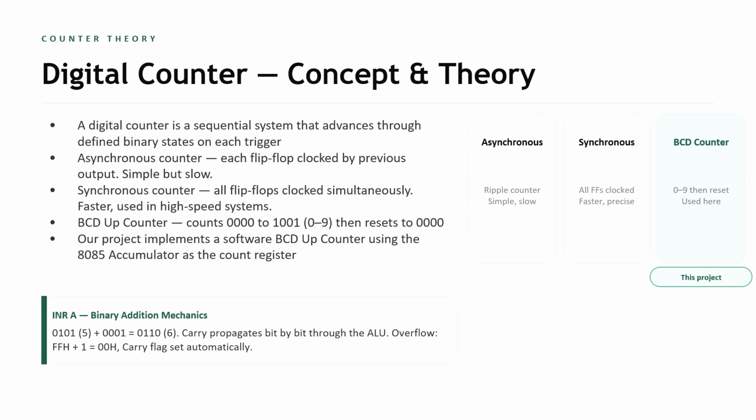A BCD up counter, which counts from 0000 to 1001, that is 0 to 9 in decimal, and then resets again to 0000. This is exactly what we implement in software. Our experiment implements the software BCD up counter using the 8085 accumulator as the count register. The INR A instruction performs the binary addition. The CPI 0AH instruction detects when the count reaches 10 and JNZ start resets it back to 0.